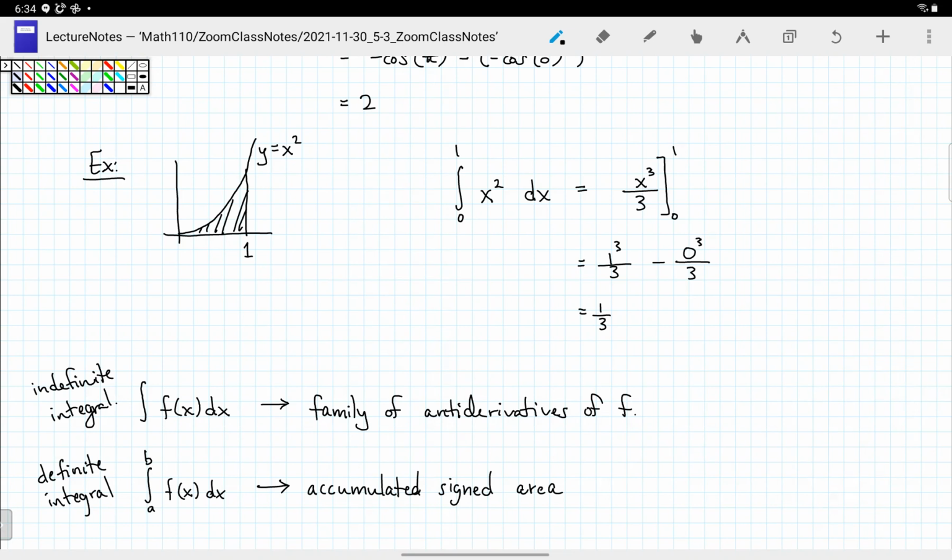Okay, and so keeping in mind that definite integrals should give you a number, indefinite integrals should give you a family of functions. So it should look like some capital F of x plus c, where F is any one antiderivative of little f.